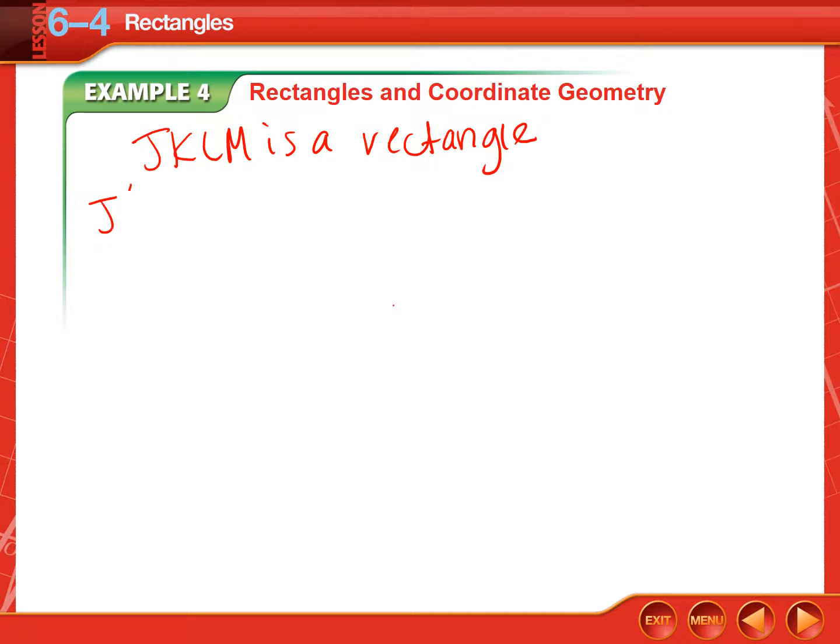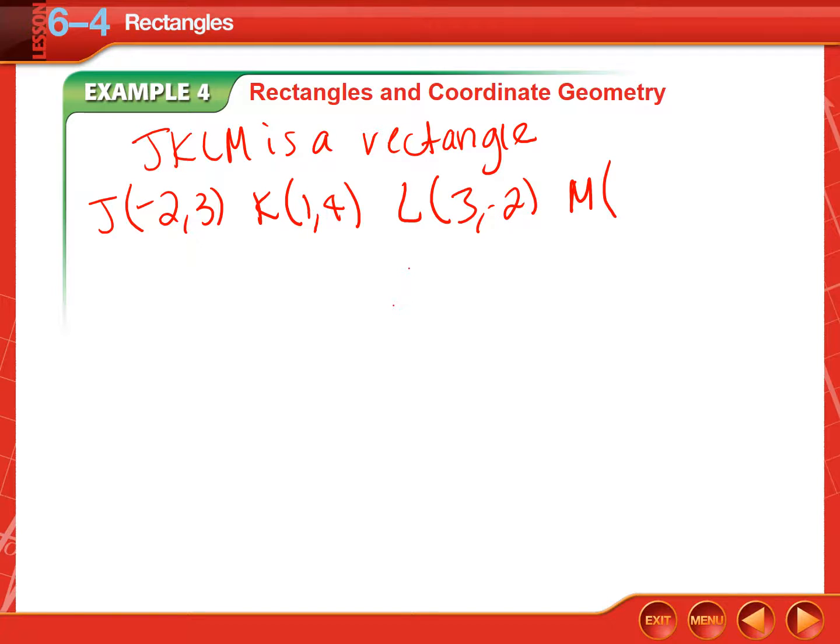So just for our reference, since it's on the previous slide, we have that J is negative 2, 3, K is 1, 4, L is 3, negative 2, and M is 0, negative 3. And from the previous slide, you could also see that the diagonals were JL, and then you also have the diagonal KM. So we need to prove that those are congruent to each other. So we're going to use the distance formula.